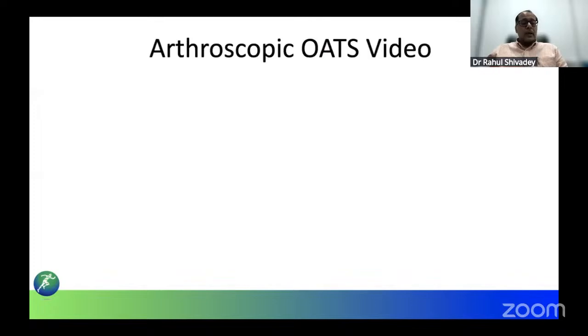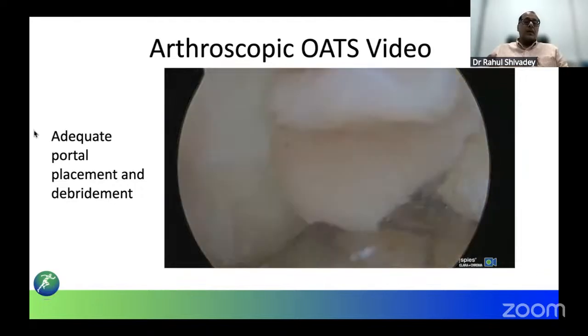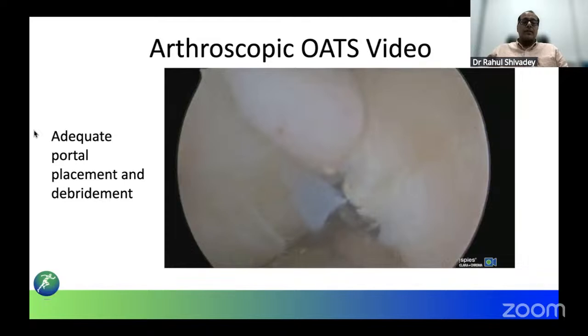So again, now, as we said, we have to start improving our techniques. So we started with doing the OATS. So again, how do we do an OATS procedure? The first and foremost is you need to have a very good portal. The fat pad needs to be cleared. You need to identify your portals. You need to identify the curvatures.